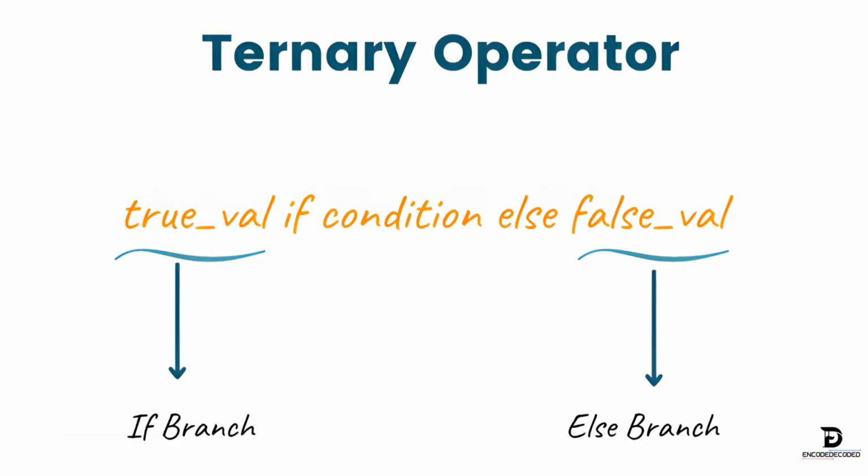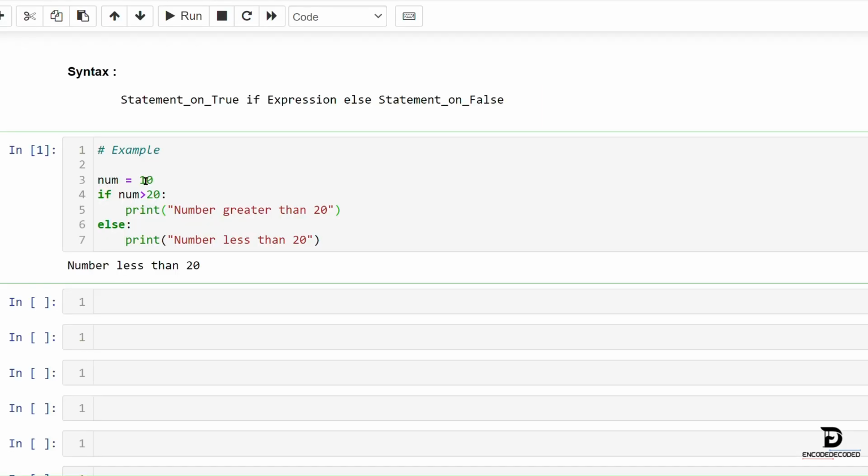So here the leftmost statement belongs to the if and the rightmost statement belongs to the else. These will be executed based on the condition. Let's take an example: num equals 30, and if num greater than 20, print number greater than 20, else print number less than 20. As we know that num value 30 is greater than 20, so the if block will execute, that is, number greater than 20.